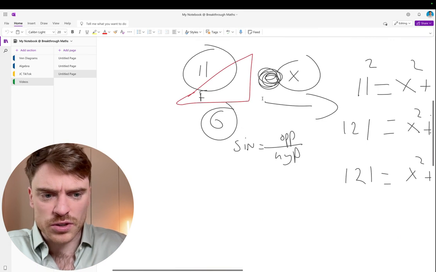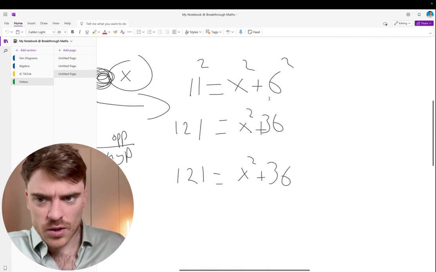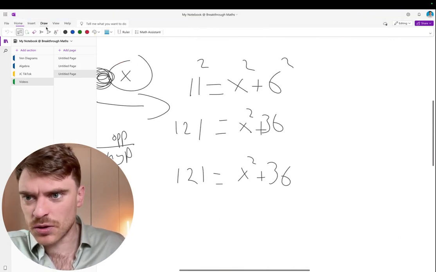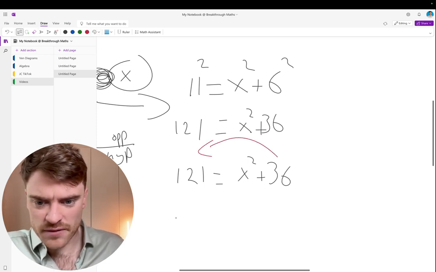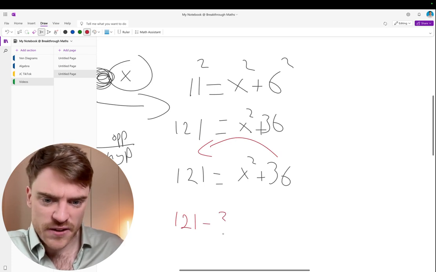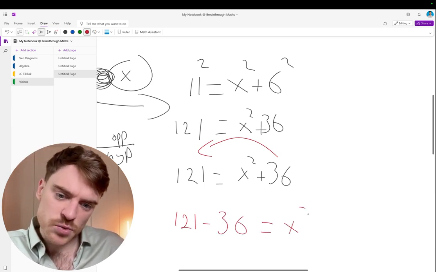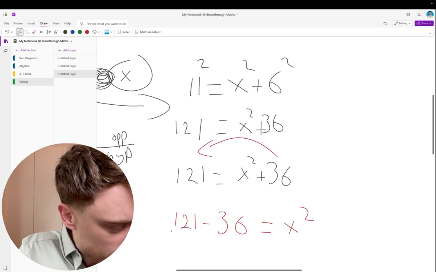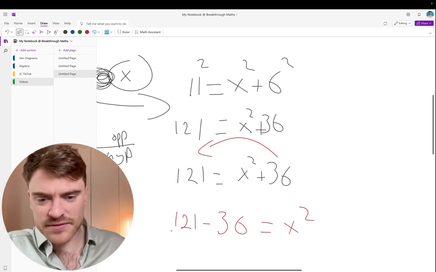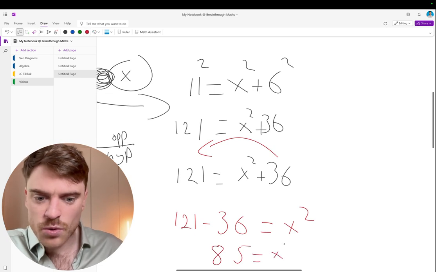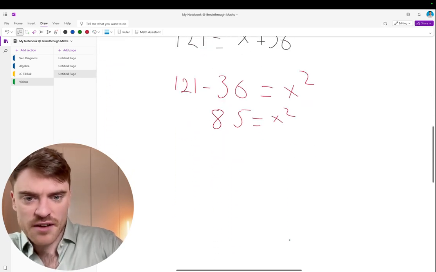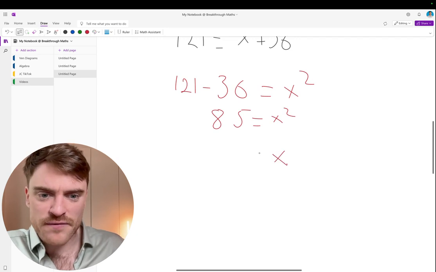So here we go. We're going to bring the 36 over, and that's going to give me 121 minus 36 is equal to x squared. My fantastic maths: 121 minus 36 is 85, and that'll do fine. 85 is equal to x squared, and then just finish it off. X is equal to the square root of 85.